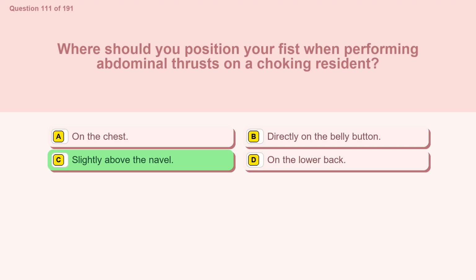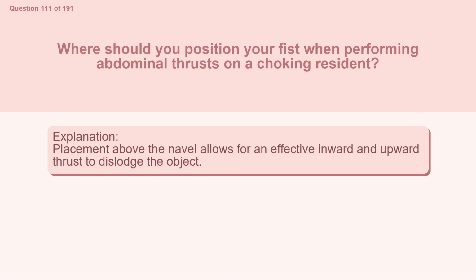The correct answer is option C. Slightly above the navel. Placement above the navel allows for an effective inward and upward thrust to dislodge the object.